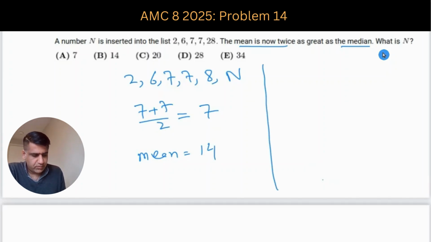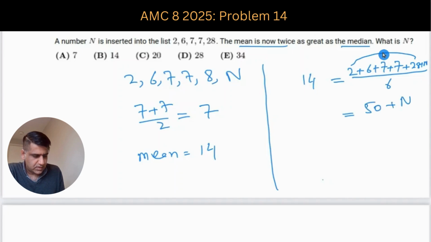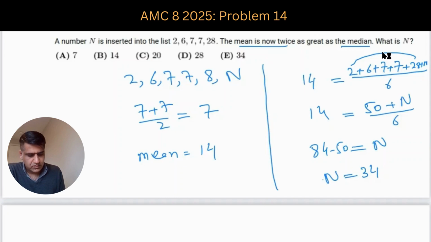So now what we have to do, we have to find n. So we can find n by having 14 is equal to 2 plus 6 plus 7 plus 7 plus 28 plus n divided by 6. And then what we get here, if we add these numbers, we get 50 plus n over 6. And then we have 84 minus 50, and n is equal to 34. So the answer is then E for this problem.